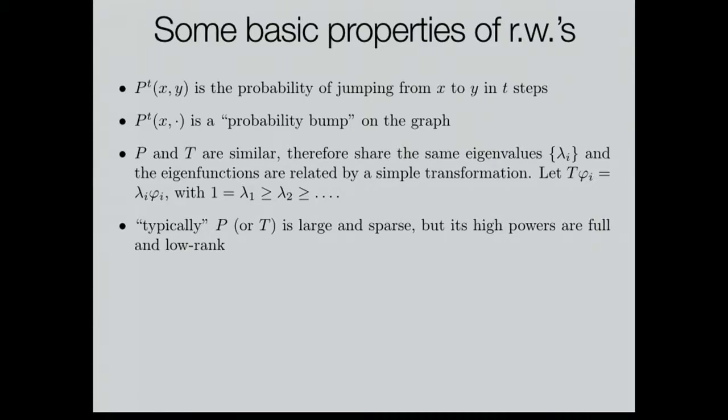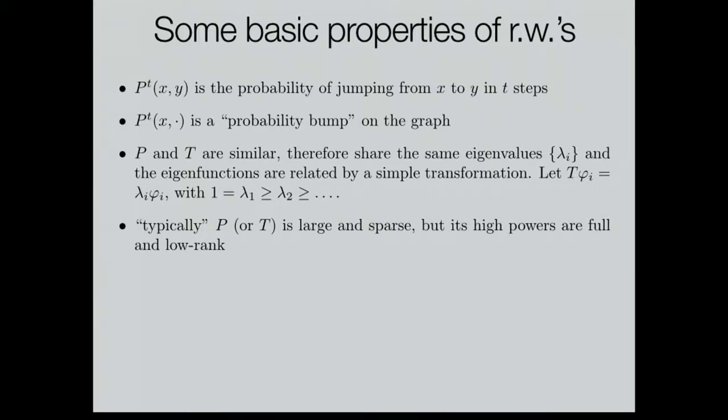So I'm often going to think about P^t(x,y), which represents the probability of going from x to y in t steps. If you take y as a variable, I think of it as a bump on the graph, a probability bump, centered at x with a standard deviation, quote unquote, t. If we were in Euclidean space, of course, this would be a standard heat kernel looking object. On a graph, it can be a little bit more complicated. I already said that P and T are similar, which helps with the spectral theory. And also computationally, we should think of P and T as being very large and sparse.